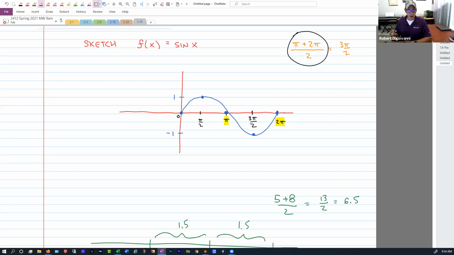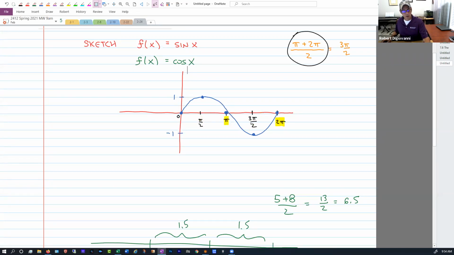Cosine would be the same thing. If we wanted to do cosine here instead, I'd say, okay, cosine has a period of 2 pi. So I write down 0 and 2 pi. Then I cut it in half. There's pi. And then I cut that in half and that in half. So I've got my 5 different locations: 1, 2, 3, 4, 5.